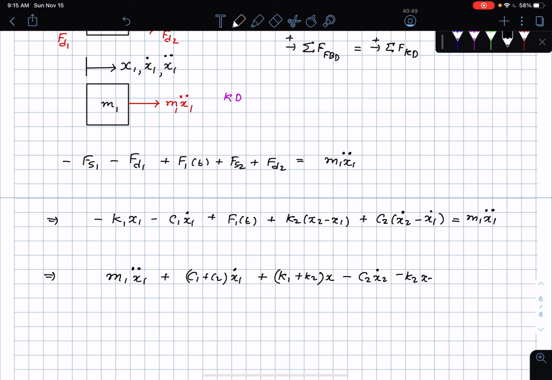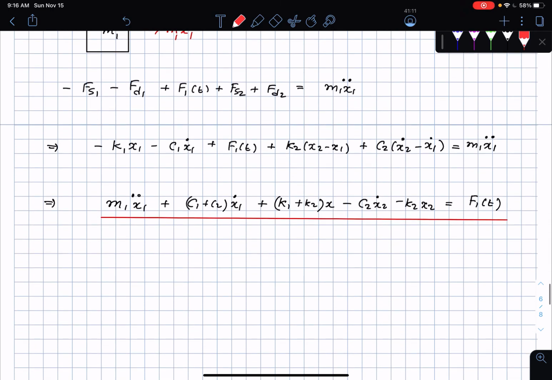minus k2 x2 is equal to f1 of t, and this cannot be simplified any further unless we have knowledge of what's going to happen later on. We will use natural frequency ratios and so on when you're looking at substitution of a harmonic solution. This is typically done in system dynamics, so we will not be doing this. Okay, so this is the equation of motion for m1. Likewise, I'm going to do the equation of motion for m2.